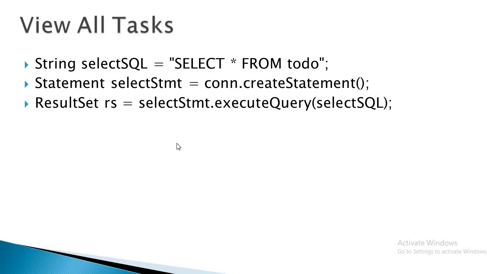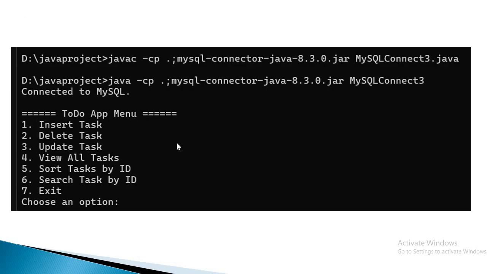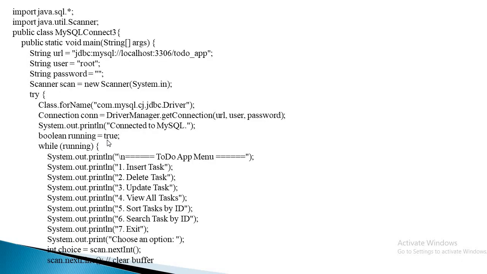To view, we can use select star from the particular table name. These are the menus: insert task, delete task, update task, view all tasks, sort tasks by ID, and search tasks by ID. So first import the packages, URL, user and password, then get input from the user, then load the driver with the user ID and password. These are the operations in the to-do app menu.